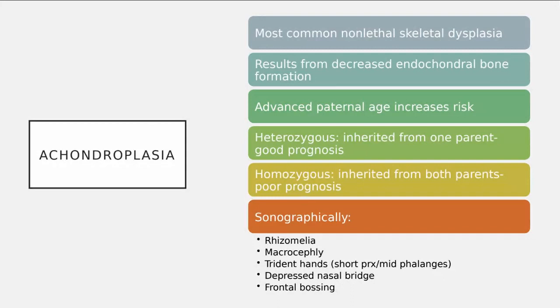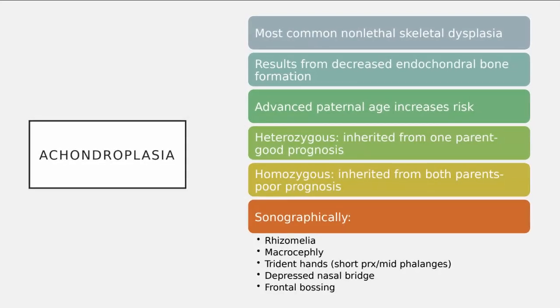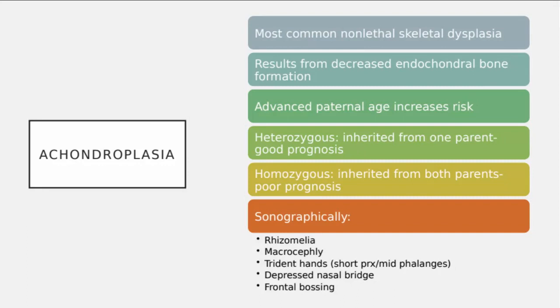On ultrasound, we're going to see rhizomelia, we're going to see macrocephaly, a very large head, and trident hands, which we haven't talked about yet, but this is very common in the skeletal world. It's when we have very, very short fingers. So we have a short phalange in our fingers, or really both phalanges in our fingers, and our palm stays the same size, but then we get these little tips for fingers. We're also going to see a depressed nasal bridge and frontal bossing. So not to be confused with an absent nasal bone.